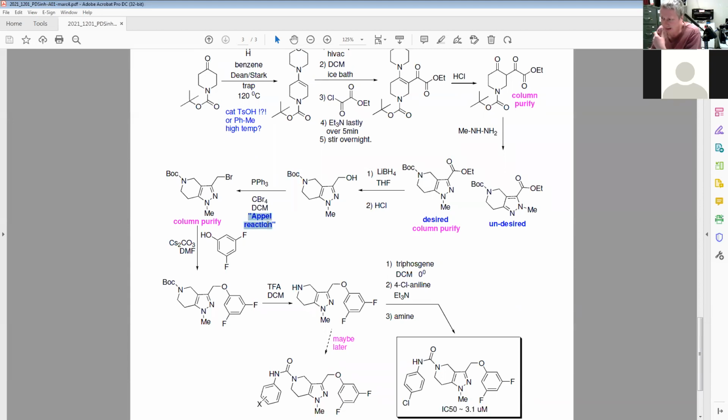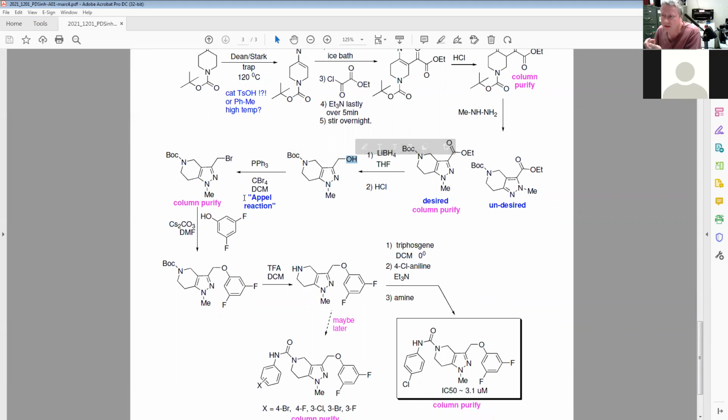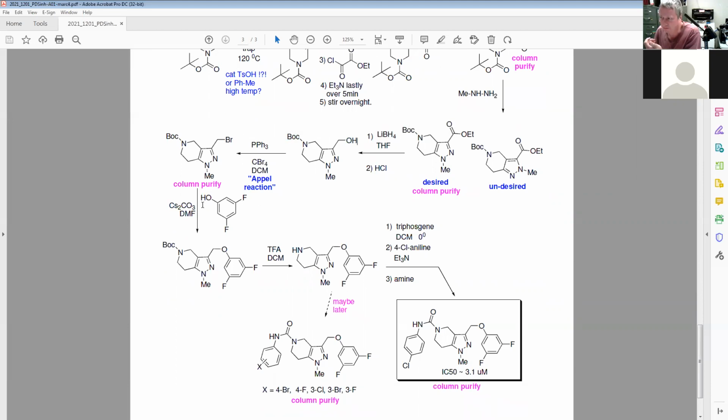But there's this reaction called the Appel reaction, spelled weird. It actually is a really cool reaction that very cleanly converts an OH into a Br. Why do I want a Br? Br is a leaving group, right? OH is not a leaving group. So I need to convert the OH into a good leaving group. And then once I've got a good leaving group, I use a base. Cesium carbonate's a base.